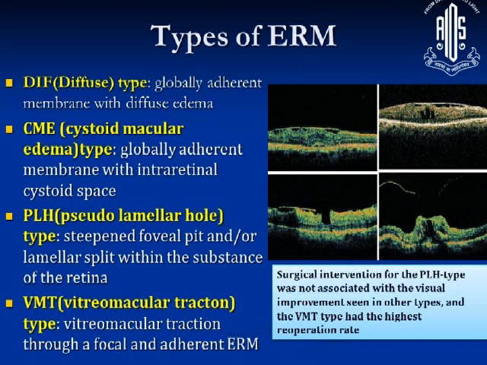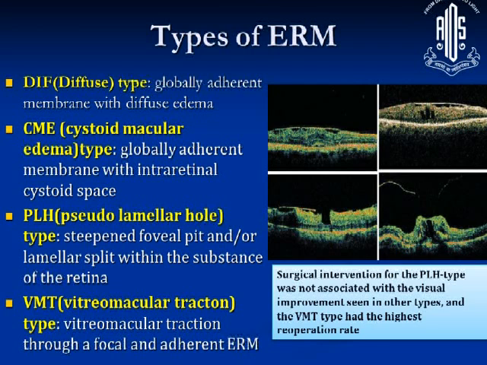Another classification of ERM has been done based on the OCTs: the first type is the diffuse type, the second type is the cystoid type of ERM, the third type is the pseudolamellar type, and the fourth type is VMT. So what is the relevance of this? The surgical intervention for pseudolamellar type was not associated with visual improvement as seen with other types. The VMT type had the highest reoperation rate.